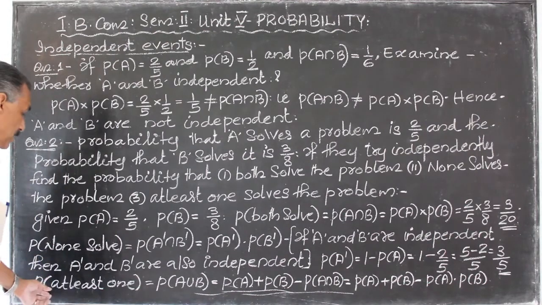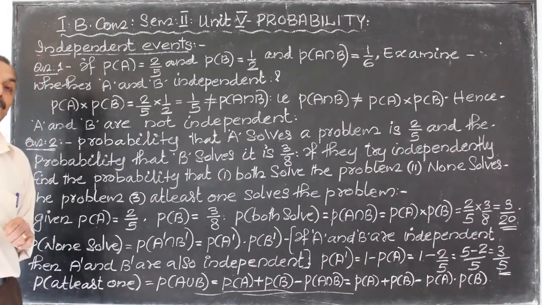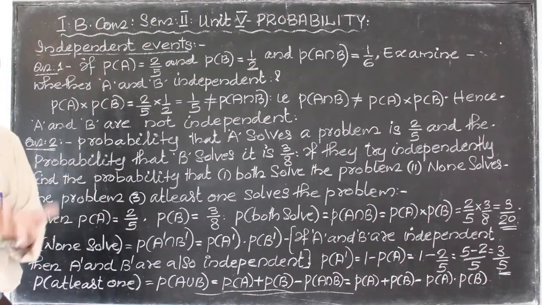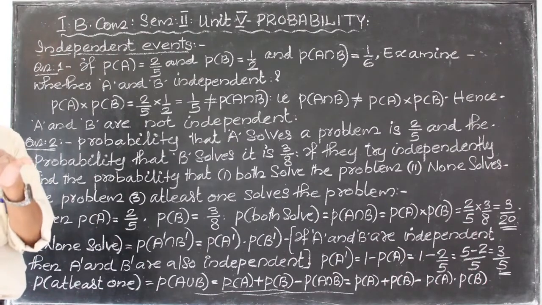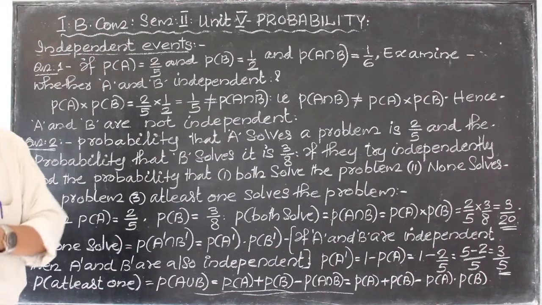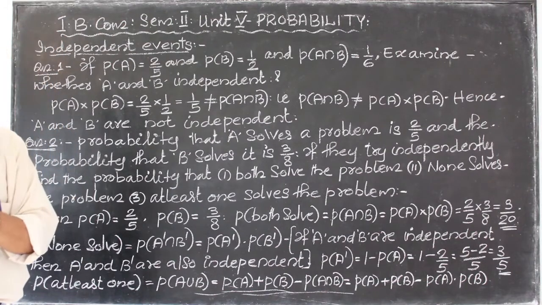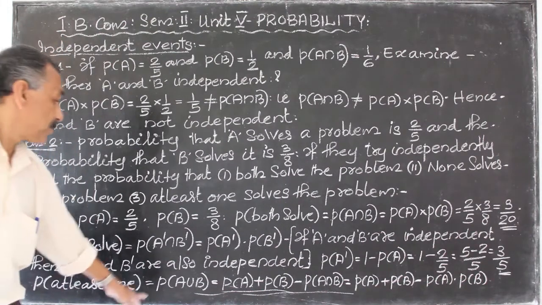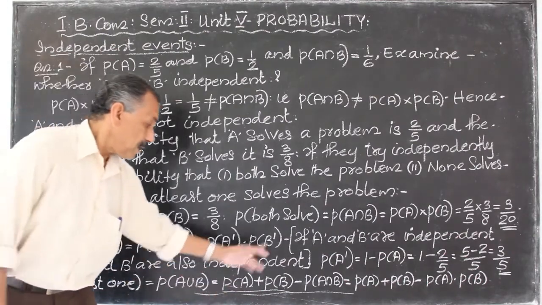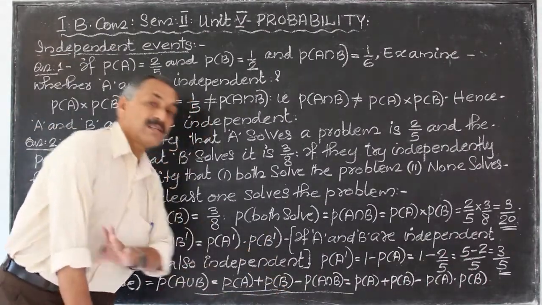Second, part 3: probability that at least one solves the problem. At least one solves the problem means A can solve the problem, or B can solve the problem, or both A and B can solve the problem. At least one of A or B means A union B. What is probability of A union B? P of A plus P of B minus P of A intersection B.